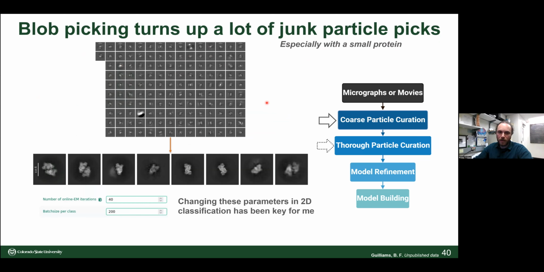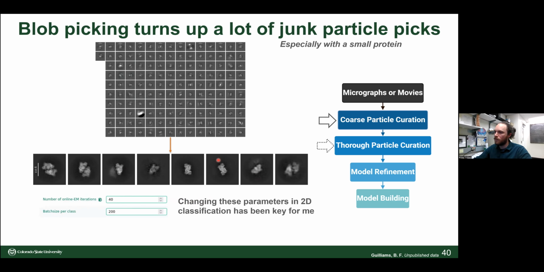The blob picker, of course, picks anything that looks like the shape that you're telling it, the circle or the ellipse, so it pulls up a lot of junk. With some effort, I pull out a handful of classes that look okay. The only way I was able to do this was by changing these parameters within the 2D classification: the number of iterations and the batch size per class. I was doing this before as well. I couldn't get any classes on my previous data set until I did this.